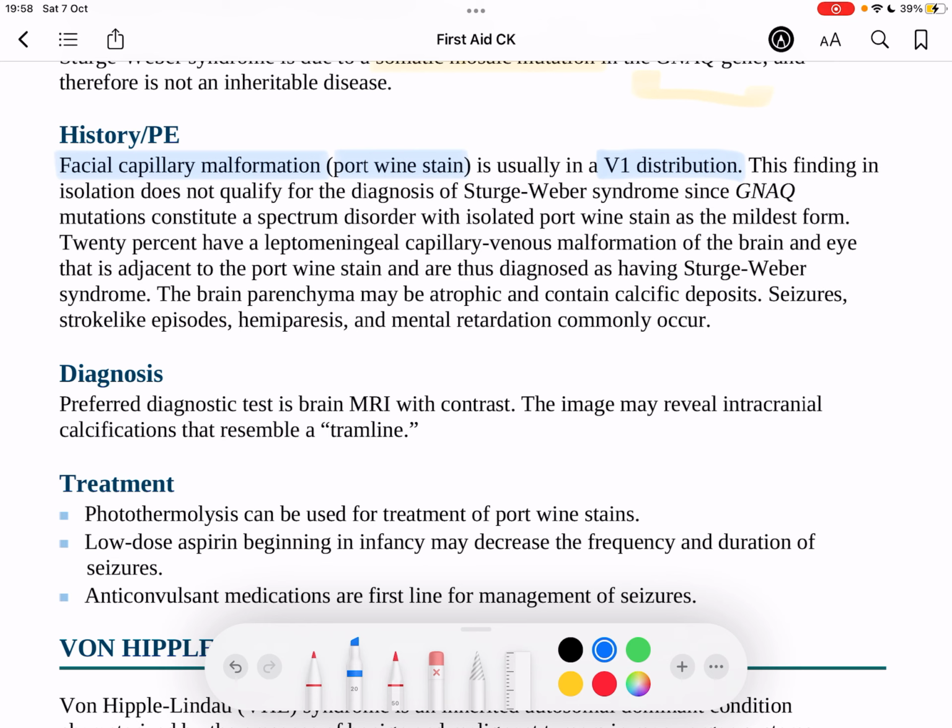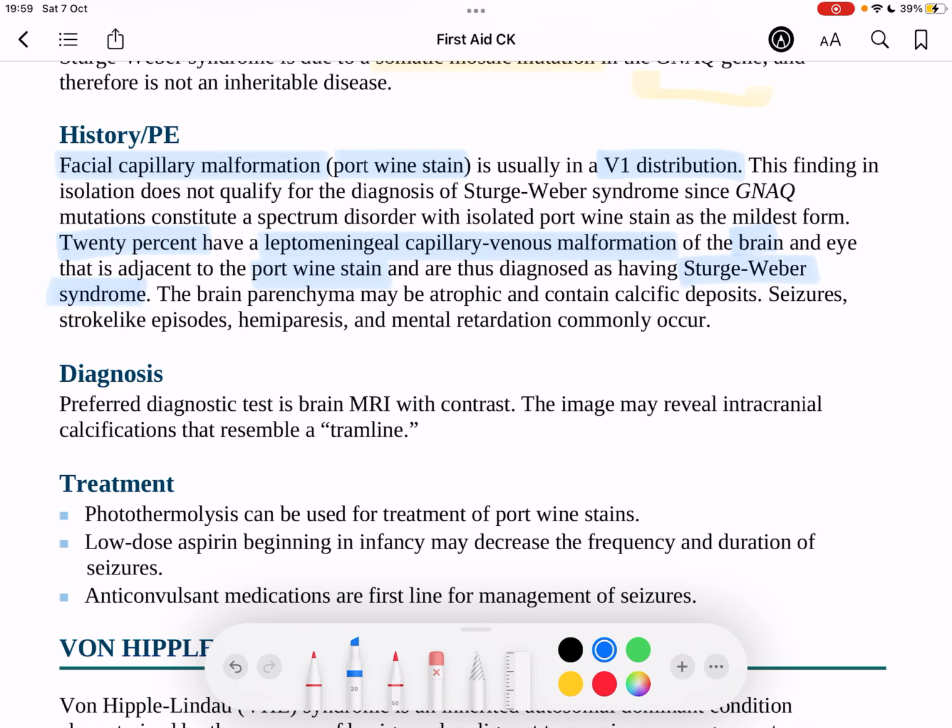So Sturge-Weber is one extreme of the spectrum, and on the opposite end of the spectrum, you just have an isolated port wine stain. If somebody just has a port wine stain and doesn't have any leptomeningeal malformations in the brain, then this is just an isolated port wine stain, okay? That's not Sturge-Weber. 20% of patients who have this spectrum also have the leptomeningeal capillary venous malformation either in the brain or the eye, directly behind the port wine stain, and those patients can be diagnosed with Sturge-Weber.